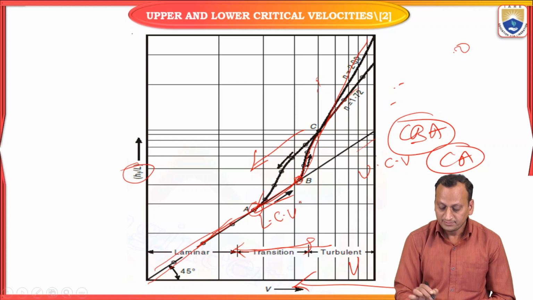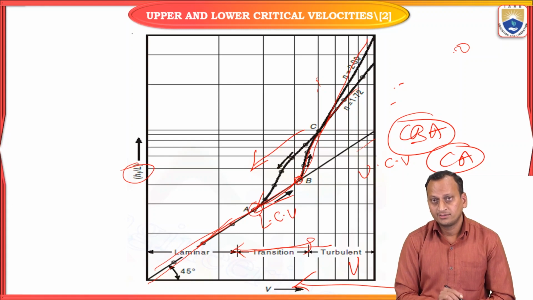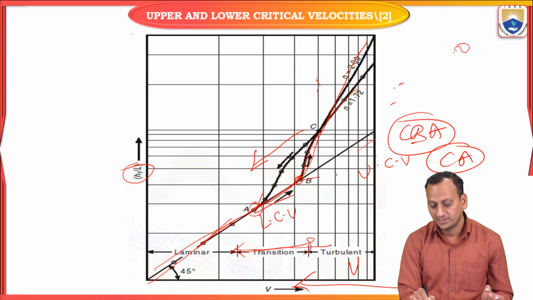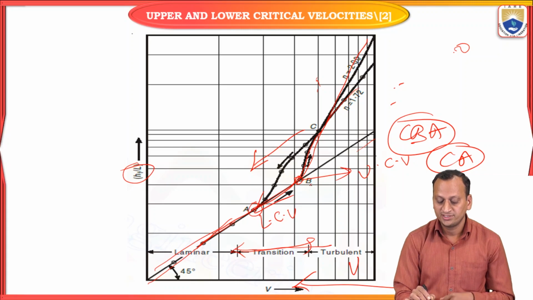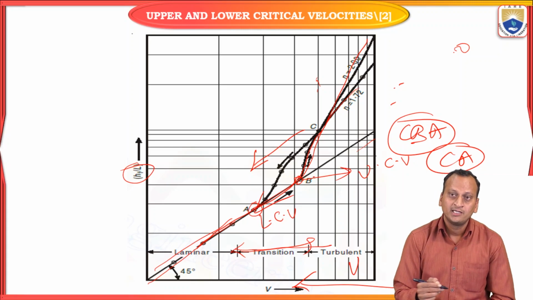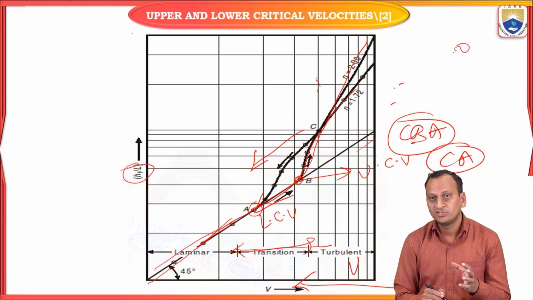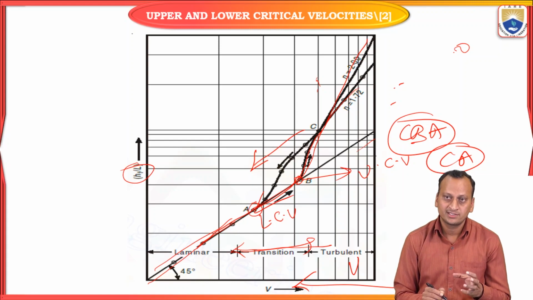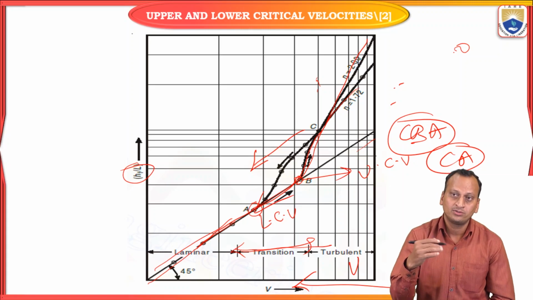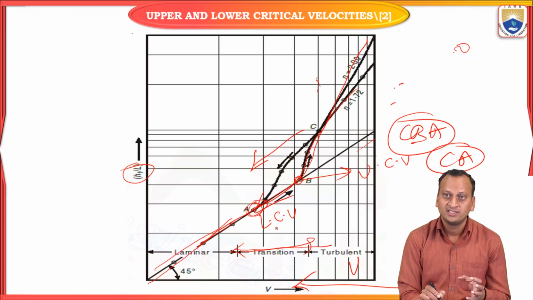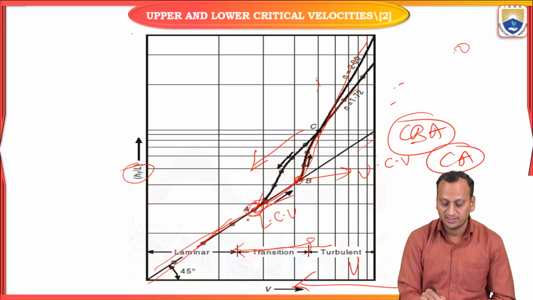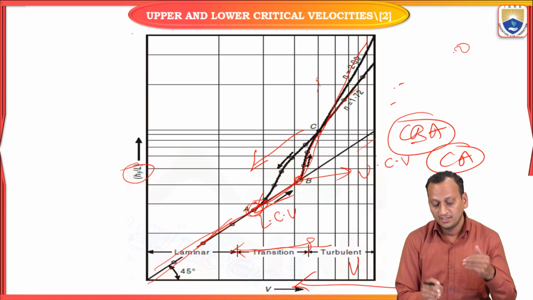So from this graph, we can understand what the upper critical velocity and the lower critical velocity are. The upper critical velocity means that after that point, the velocity will change abruptly, and the phase changes directly from laminar into turbulent. The lower critical velocity is the velocity at which the transition zone begins, where it changes gradually but maintains some slope.